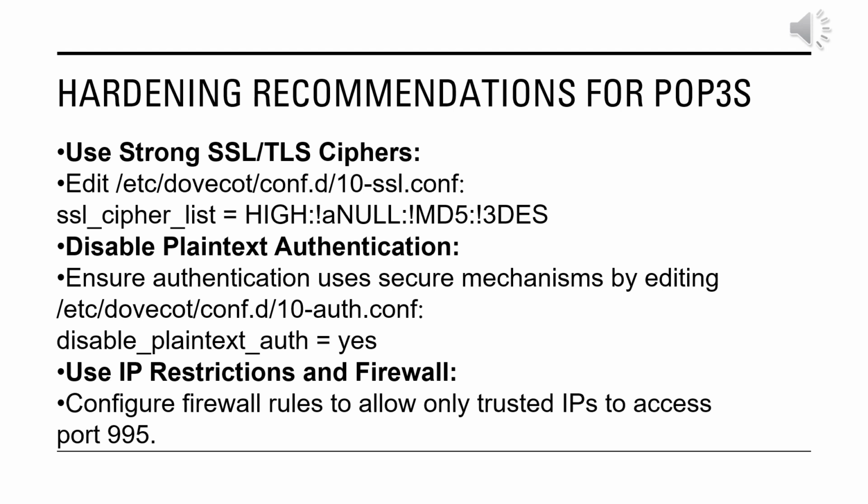The hardening recommendations for POP3S would be to use strong SSL ciphers by using this code right here. Next, you want to disable plain text authentication by using the code right here. This ensures that authentication uses secure mechanisms by editing. And then also you want to use IP restriction and a firewall, to configure firewall rules to allow only trusted IPs to access port 995.